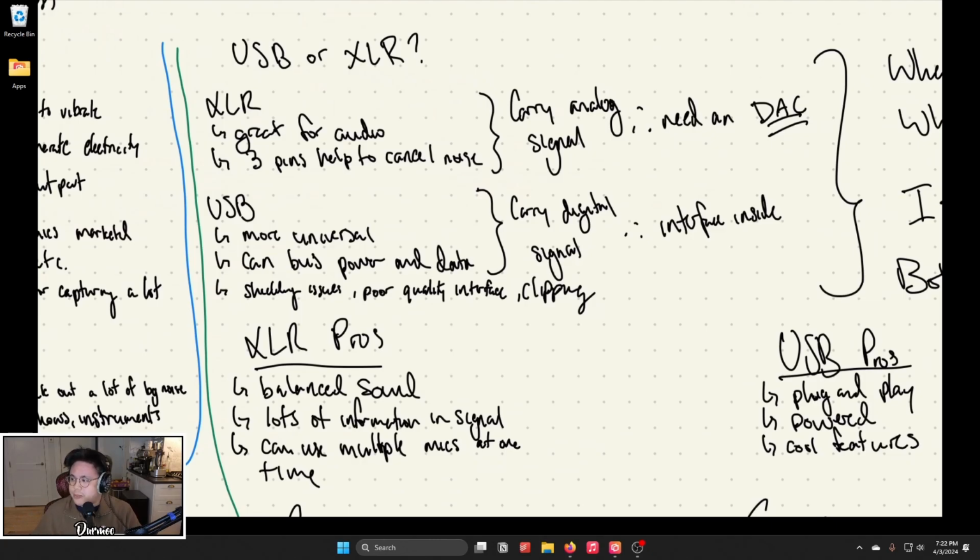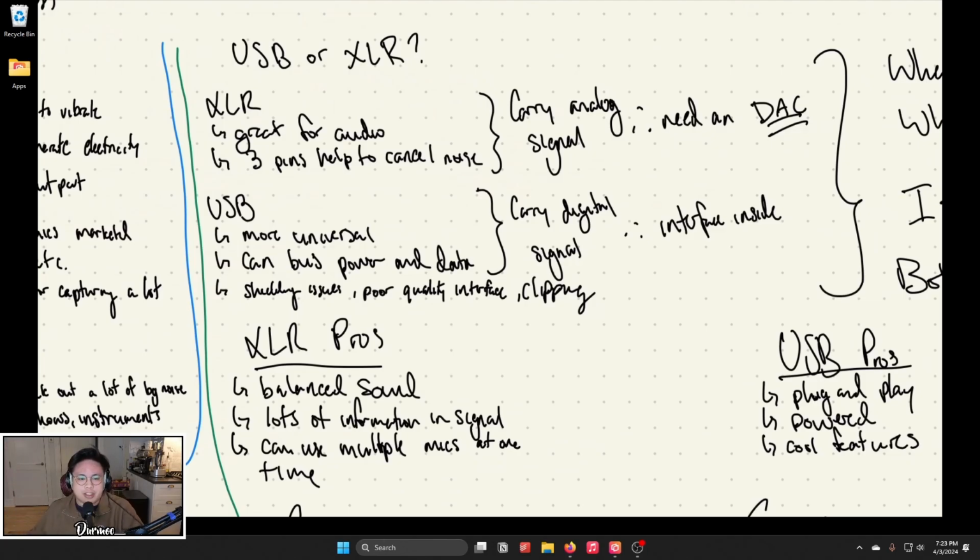XLR has been a very traditional input method for raw analog audio, just because it's a balanced sound. It has 3 prongs. It has a ground. It has 1 prong for a signal. And then it also has essentially that signal, but flipped. Because it's exactly flipped, it cancels out the signal once it's going through, which essentially cancels out any noise that it might also have.